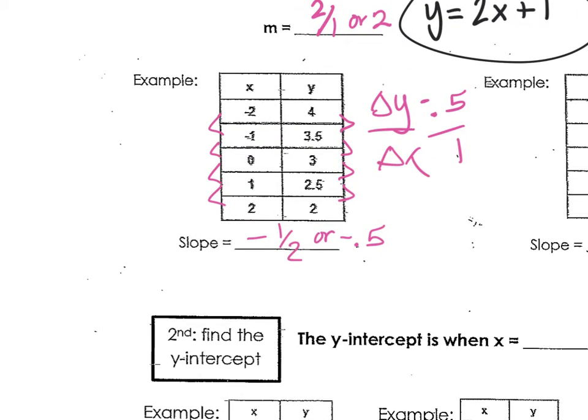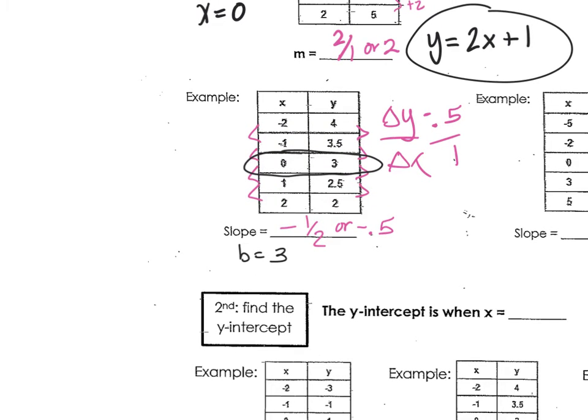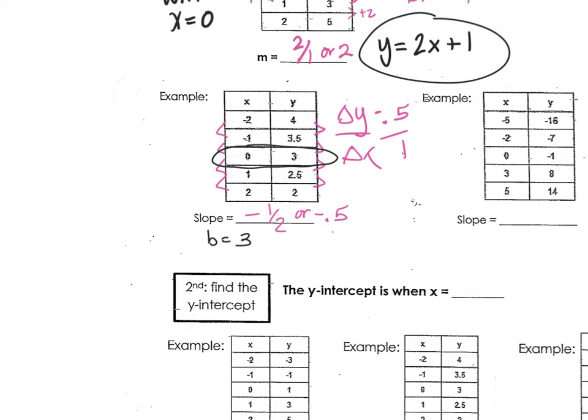Then can I see my y-intercept on this table? Do I have an x value of 0 anywhere on the table? Yeah, on x. So then what's the y value with that x, with that 0? 3. So put all that together in y equals mx plus b format. Y equals negative 1/2 x plus 3.